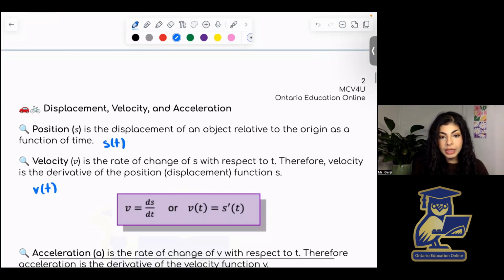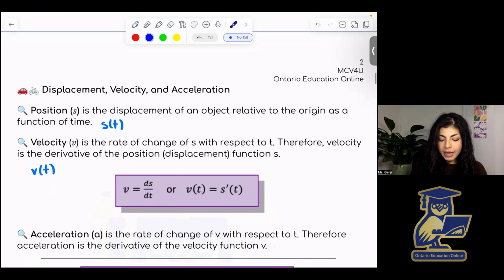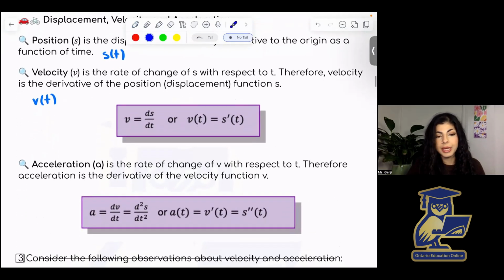And so considering now that v of t is the derivative of the displacement function, then we have that v is equal to ds by dt, so the derivative of the position function or displacement function, or v of t, which is our function notation, is s prime of t. And now we have acceleration.